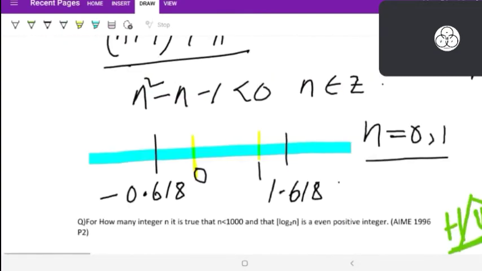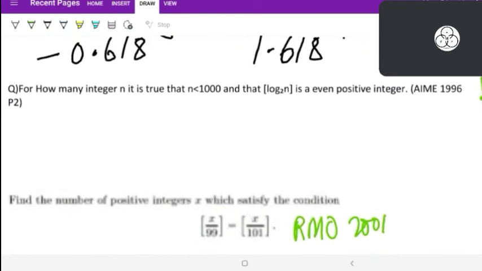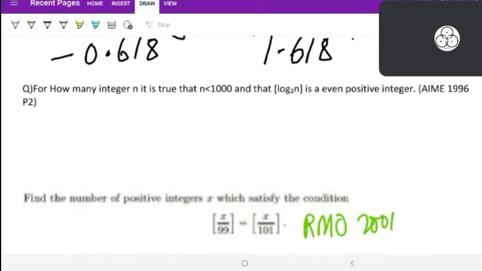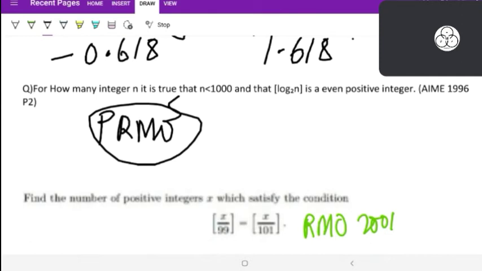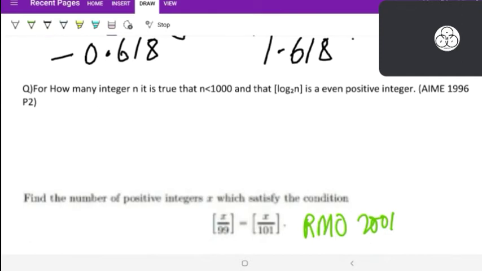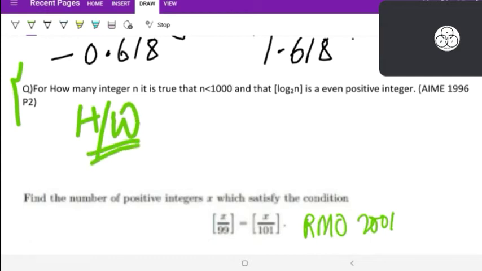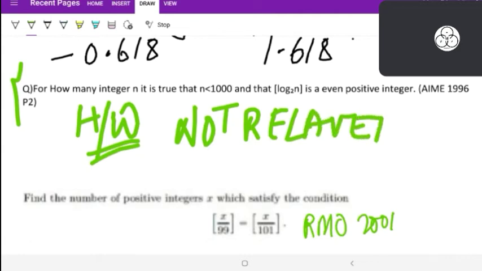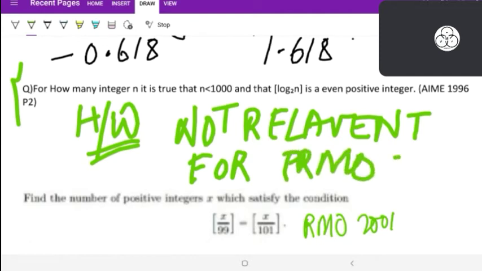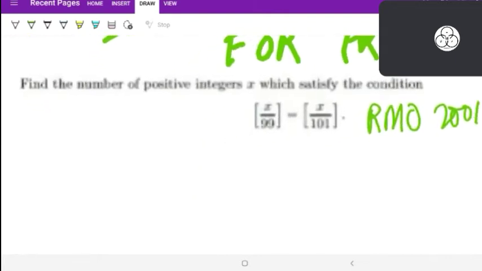I guess there was a homework question. Actually, we think that log is not required for PRMO. Log is not required. That's why this question is a homework question. Basically, it's an easy question. Those who do not know log needn't worry, because this is not relevant for PRMO. Simple thing, right? Now let's move on to a good question.